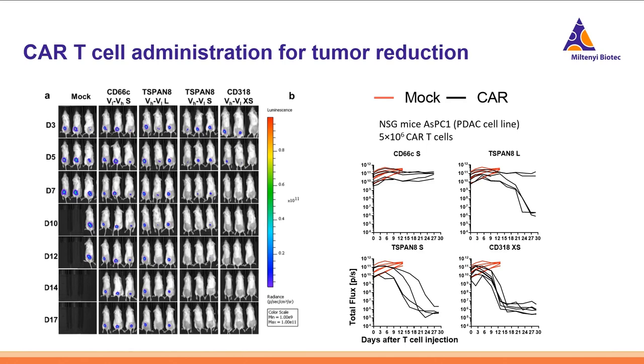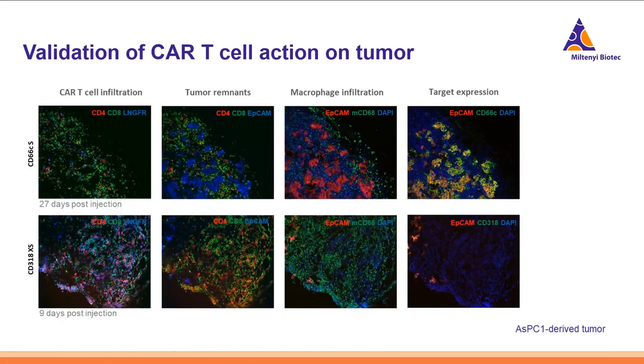And that's where we can go back to the mixed technology and start asking questions as to why. We can look at the difference between CD66C, which is the top row, and CD318 on the bottom. We can start looking at whether or not there was actual CAR T cell infiltration, which would be the first two panels, indicated by LNGFR in blue for the actual CAR T cells. But then also, is there tumor remaining? How much macrophage infiltration? And is there a possibility of downregulation with the CAR T administration in the last panel, which we don't see?